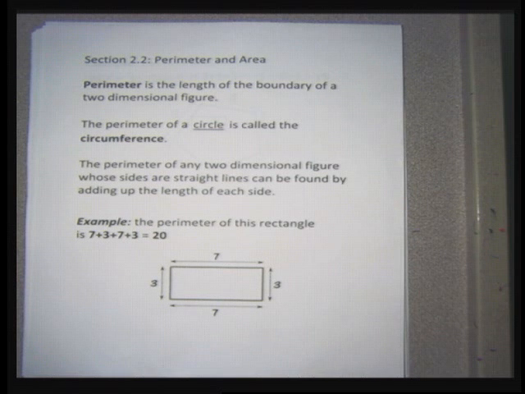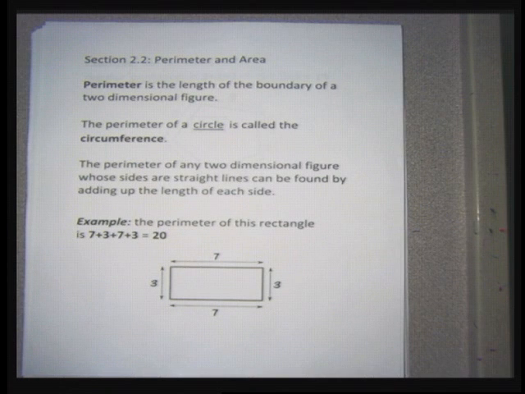Okay, so we still have a couple more geometry sections to get through, and they should be friendly-ish. Section 2.2 covers two topics, but they're reasonably simple topics, perimeter and area. And I'll just jump into it and see what happens here.